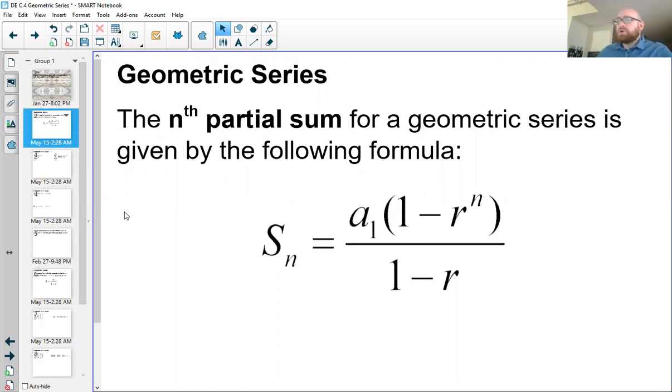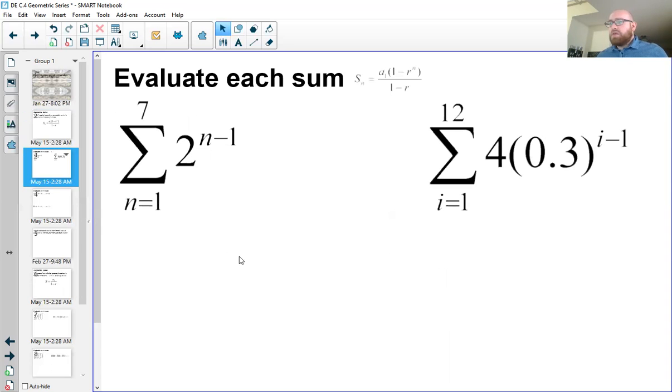And so the nth partial sum is given by the following formula: Sn, where n is the number of terms that are being added, is equal to a1, the first term, times 1 minus the common ratio to the power of n. Notice that the exponent is inside the parentheses, not outside the parentheses, all divided by 1 minus the common ratio. And so let's do a couple examples of using this formula.